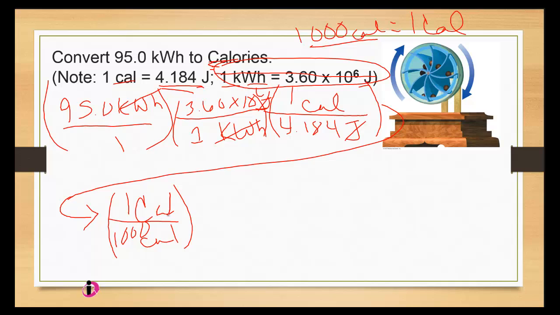Alright, so 95.0 times 3.60 times 10 to the 6th divided by 4.184 divided by 1,000. All of that with three significant figures in our final answer comes out to be 8.17 times 10 to the 4th big C calories.